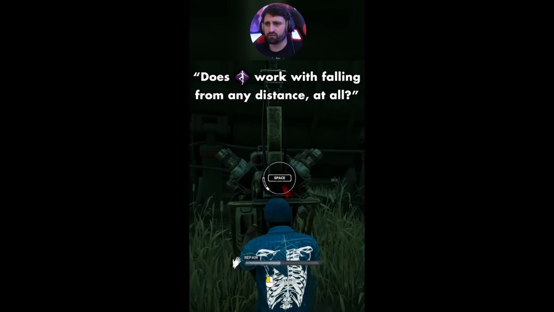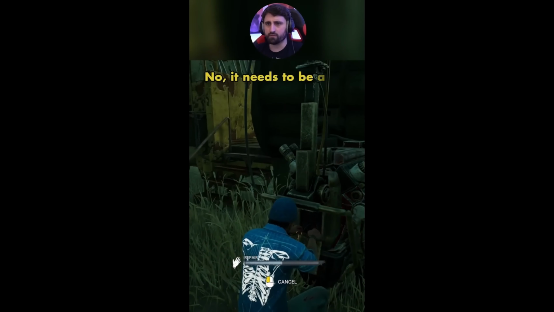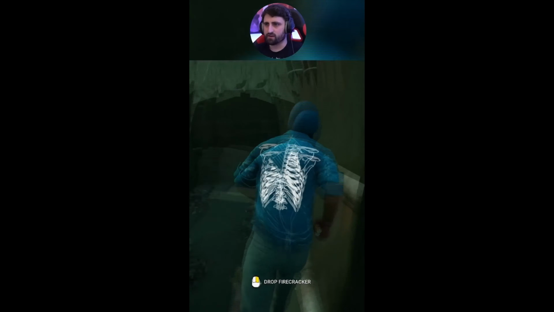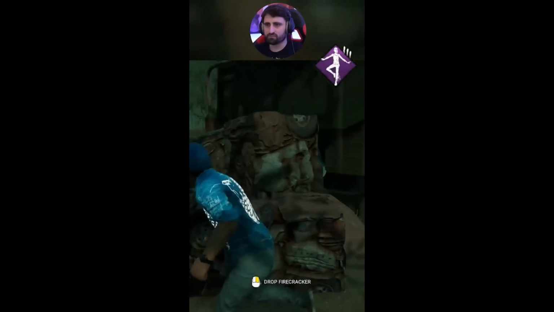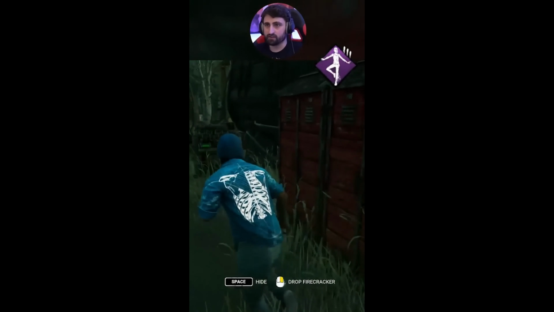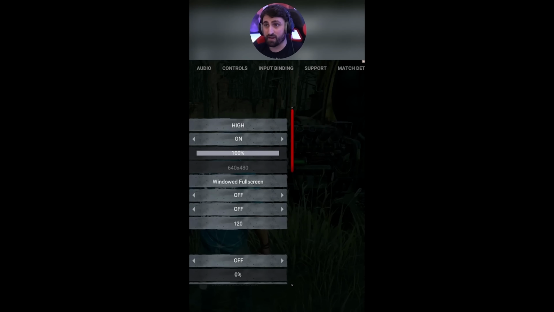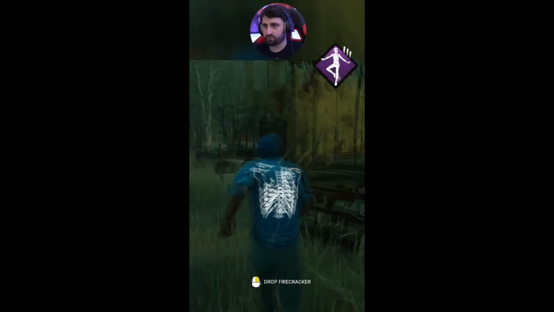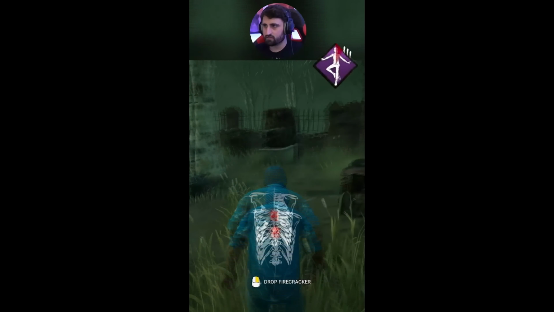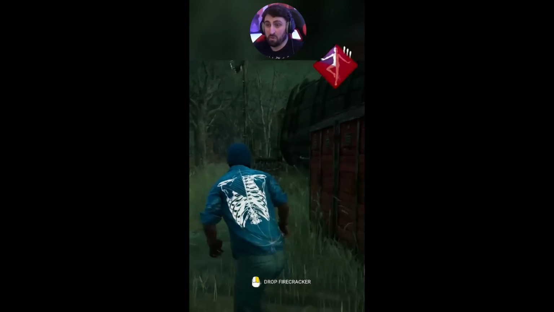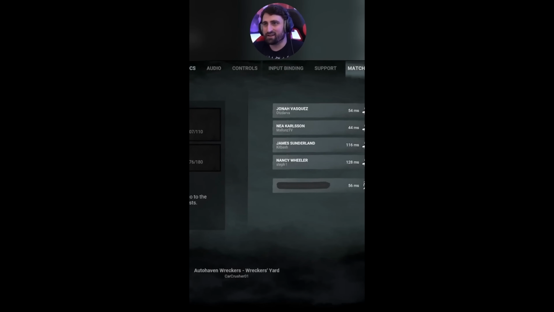Does balance work with falling from any distance at all? No, it needs to be a bit. In fact, why don't we test it right now? You see this fall right now, chat? That doesn't trigger balanced landing. But apparently, if you play at 60 FPS, then it does. Let's see. I'm playing at 60 FPS. I'm gonna do the exact same thing. Now it does. Why? I don't know, man.